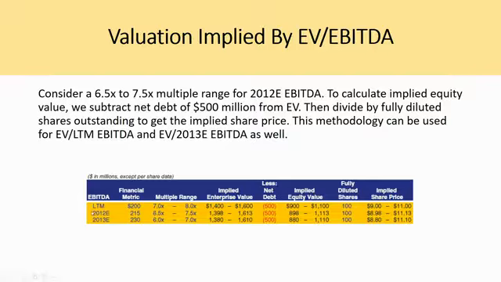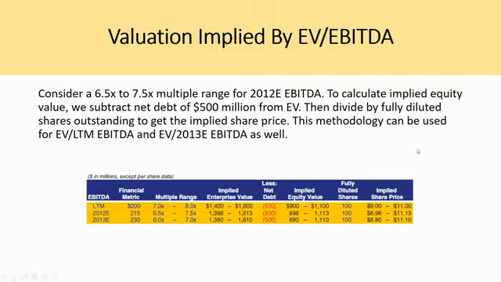So in the case of the last 12 months EV to EBITDA, right, if we range between 7 and 8x, we can take away the $500 million in net debt to bring it back to equity value, to get our implied equity value between 900 and 1,500, and we divide by fully diluted shares to get an implied share price range of $9 to $11.